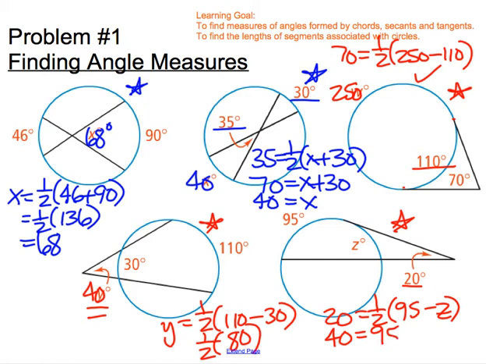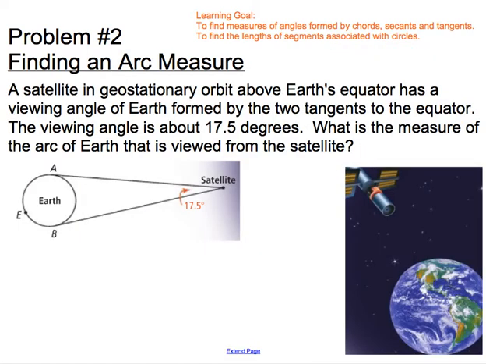I get 40 equals 95 minus some number. And so we find that z equals 55 degrees. The difference between 95 and 55 is in fact 40. Okay, so let's look at one of the possible real-world applications of this.